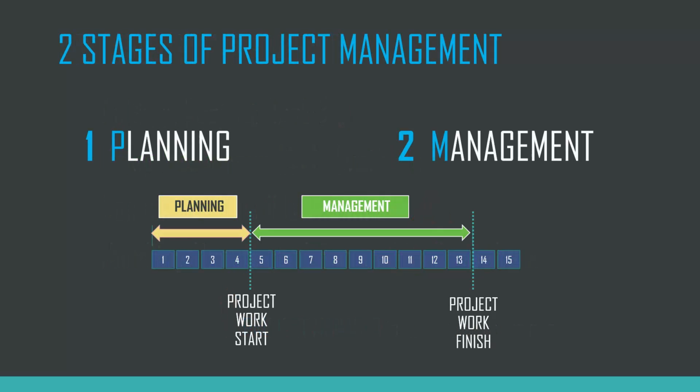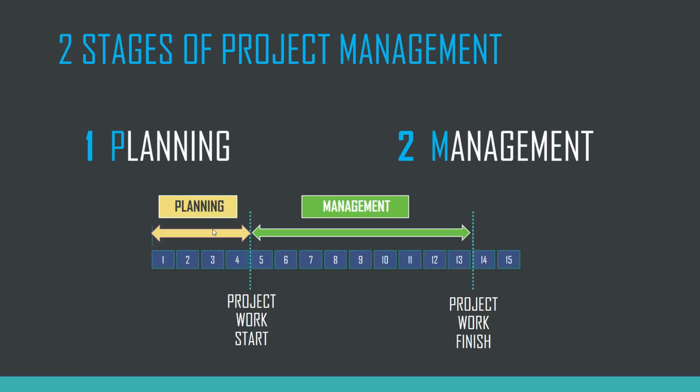I would like to split the project management into two stages. One is the planning and the second is the management. Planning is the work that is done prior to the actual work start. And then after the actual project work begins, you are in the management stage. You're managing the progress of the project, making changes as needed so that you accomplish the goal within the constraints.